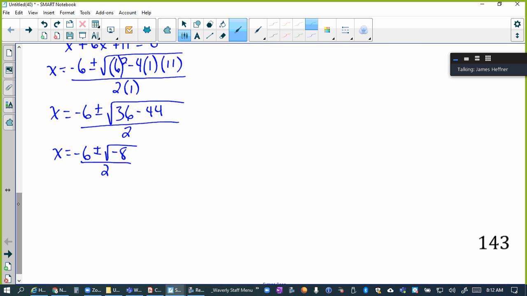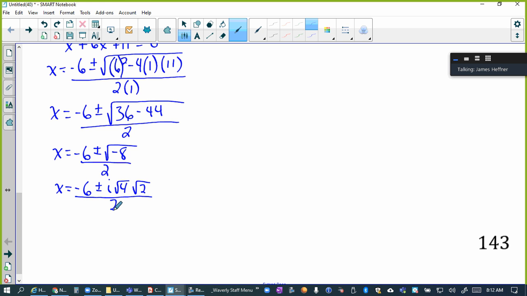Well, let's simplify that square root of negative 8. Does 8 have a perfect square factor? No. Are you sure about that? Well, we know that an i is going to come out for the negative 1. Now let's break up the 8. What's the biggest perfect square factor of 8? 4. 4 was the biggest one. Times what? 2, right?